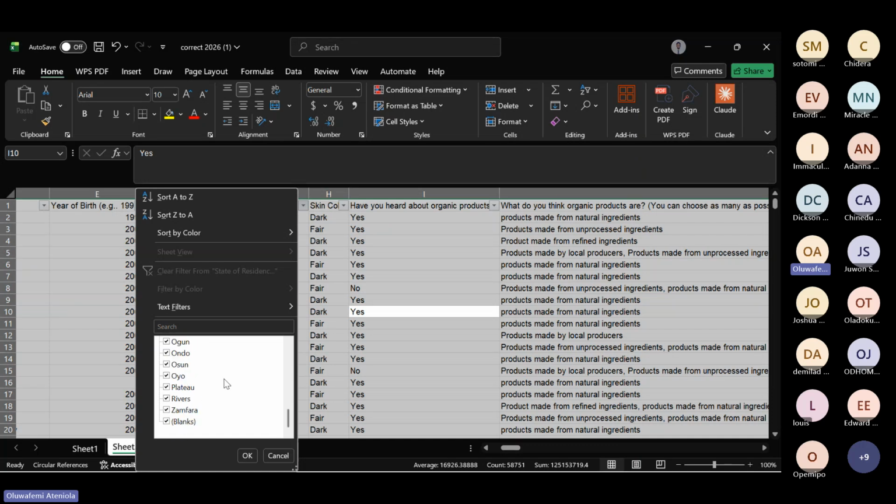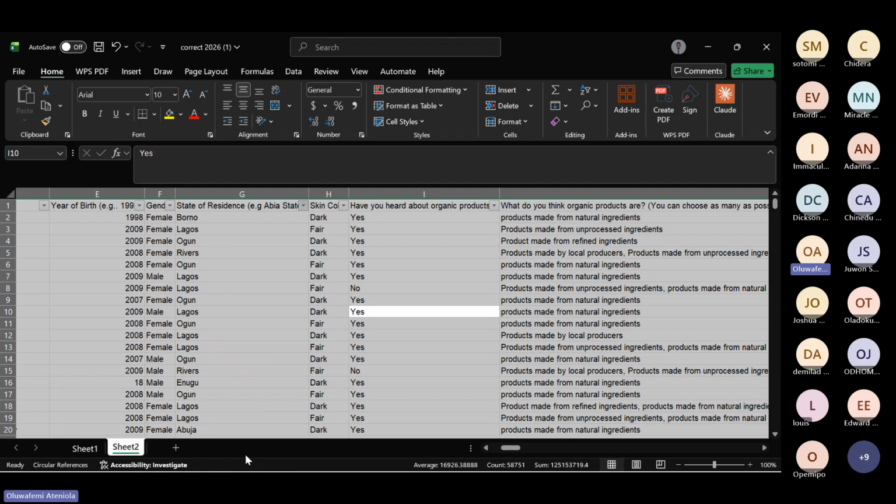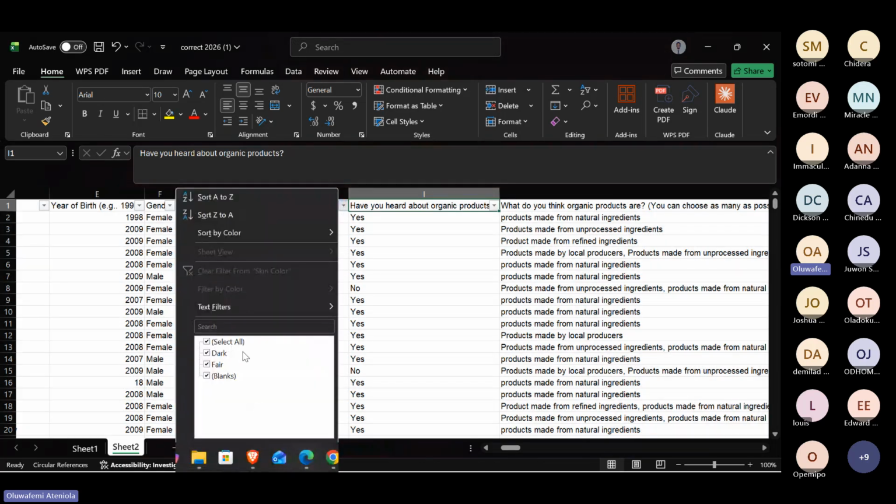So by the time we come back, we are going to check if they are above 36 states or 57. Then this is where we can tell that, okay, something is wrong somewhere. We have to take care of it. The skin tone as well. From here, we can tell we have two distinct skin tones.